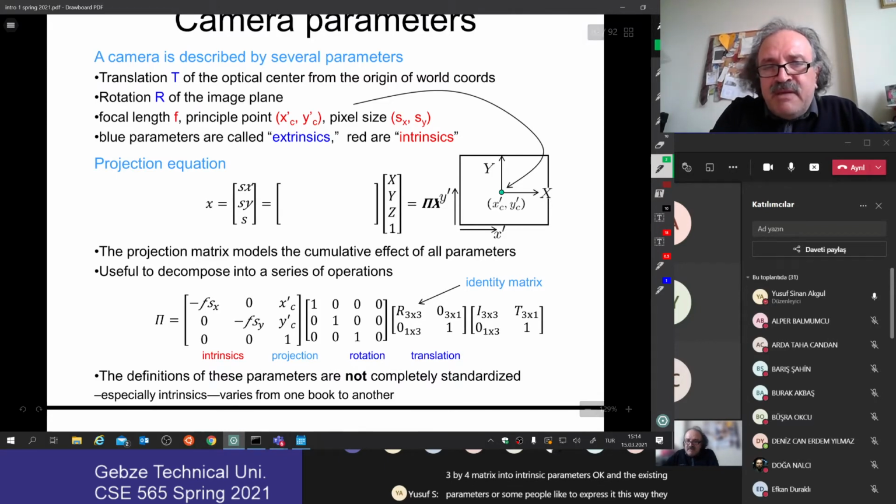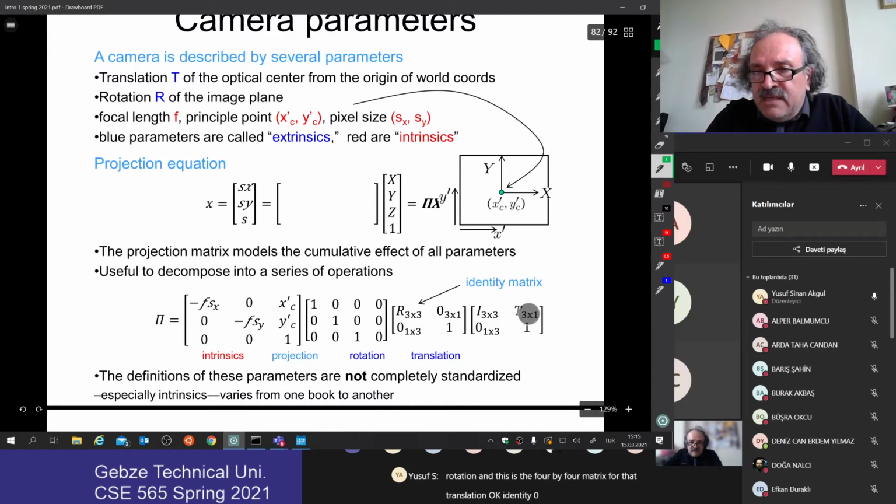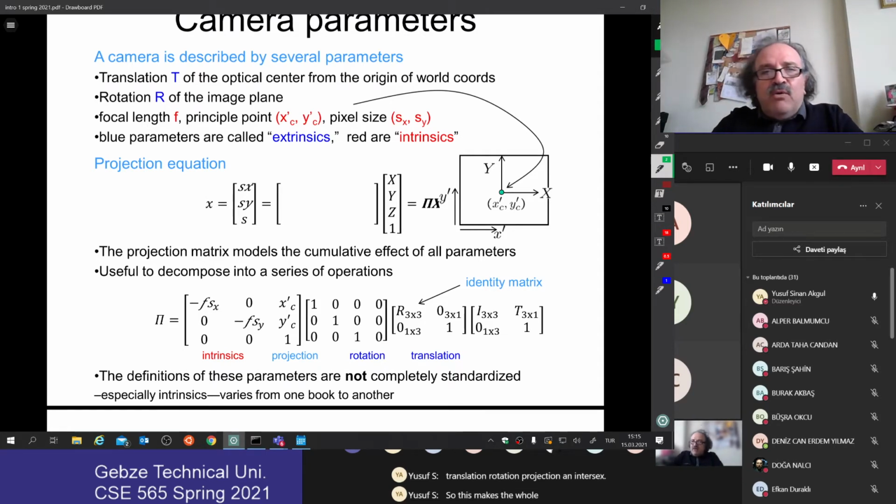They say that the intrinsic parameters, without the skew angle, are f sx, remember alpha, the definition of alpha was this, right? Sx is the width of the sensor pixel, Sy is the height, and if I multiply them with f, I get alpha and beta. These are the center point, u0, v0. This is for projection. Remember how we did the projection? This is the projection matrix. And this is a 4 by 4 matrix for the rotation, and this is the 4 by 4 matrix for the translation. Identity, translation, rotation. Translation, rotation, projection. So this makes the whole matrix pi or M.